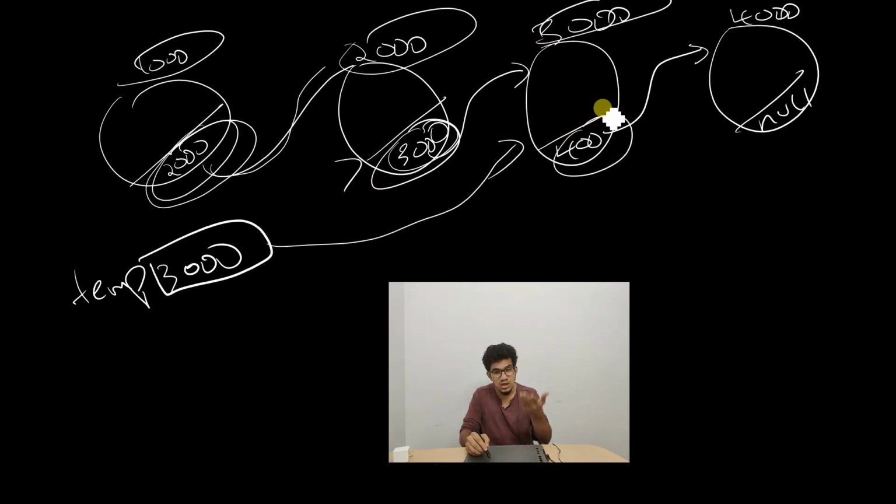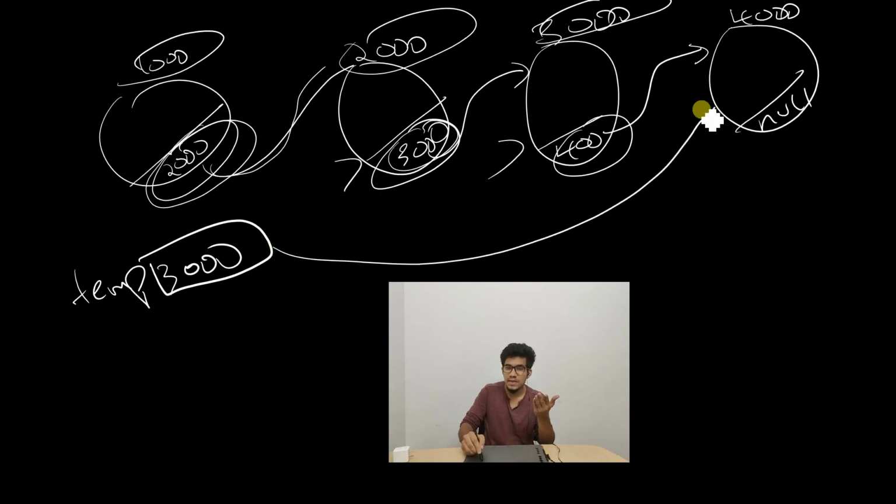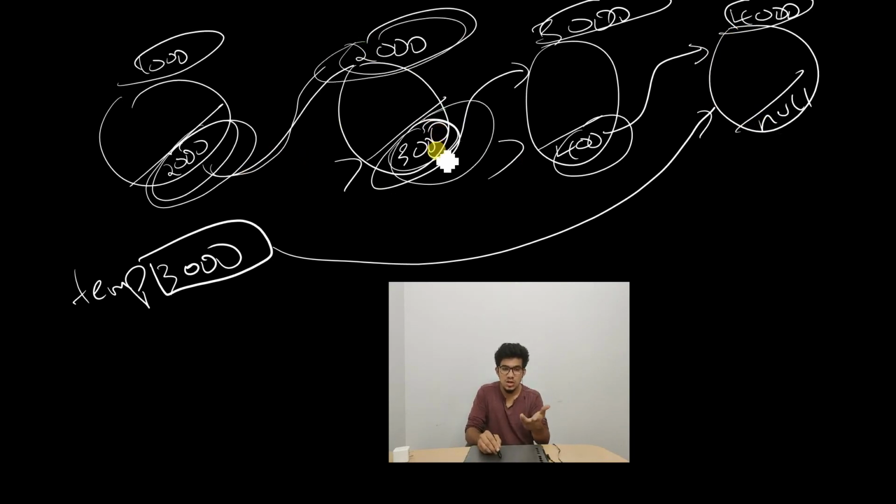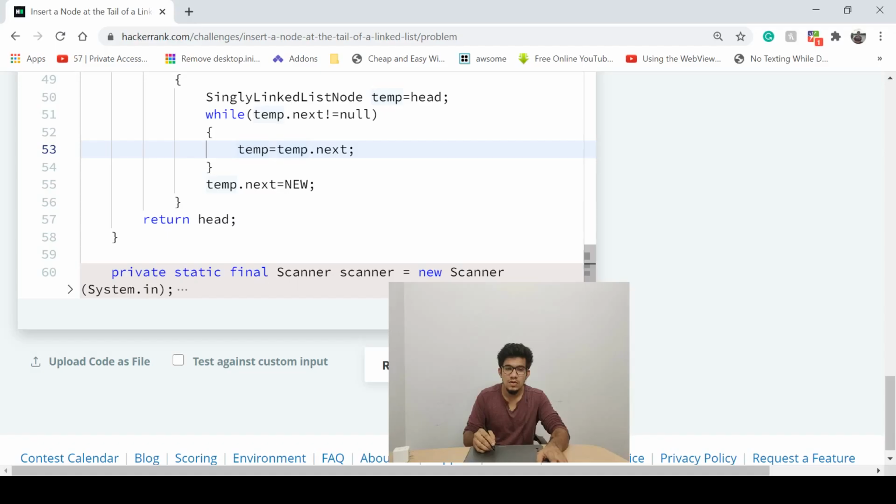What is 3000 dot next? 4000, which is not equal to null. Update your temp. What is 4000 dot next? It is equal to null. Don't update your temp, let it stay here. So we have to stop. If temp dot next is not equal to null, go to the next. When the condition is false, control will come out. But when the control comes out, temp is pointing to the last node. So that is why the while loop is responsible. Now our task is done.